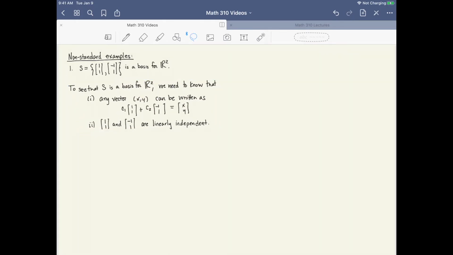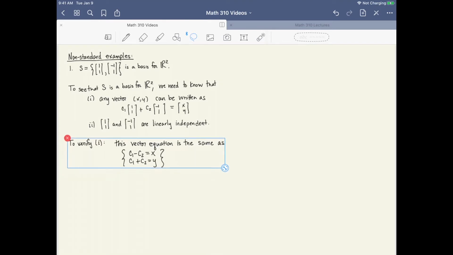To see that the set is a basis, we need to know two things. First, that it spans, meaning any vector (x, y) can be written as a linear combination of these two. And we also need to know that they're independent. The good news is we can answer both 1 and 2 with things that we already know how to do. Let's think of item 1 first. We want to see that any vector can be written as a linear combination of (1, 1) and (-1, 1).